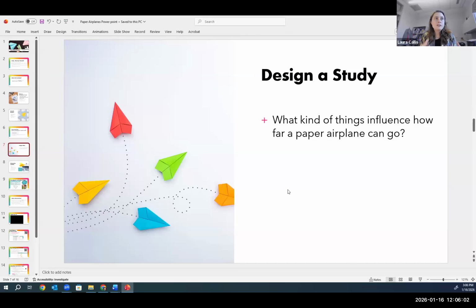So in order to design our study, the second step in the process, we have to think about what kinds of things influence how far a paper airplane goes. So we're going to do another waterfall. What do you think? What can influence how far a paper airplane goes? And don't hit enter yet. I'm going to give everybody some time to type.